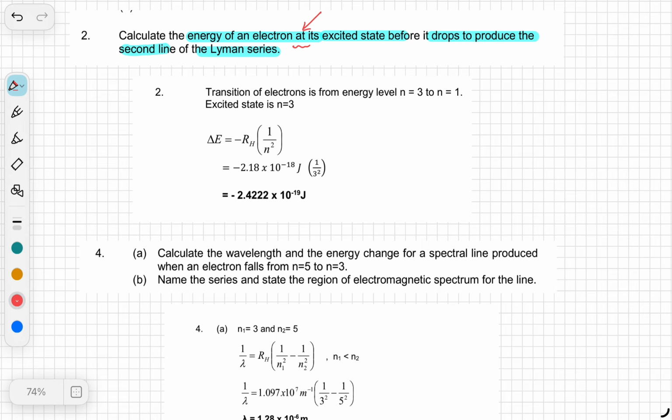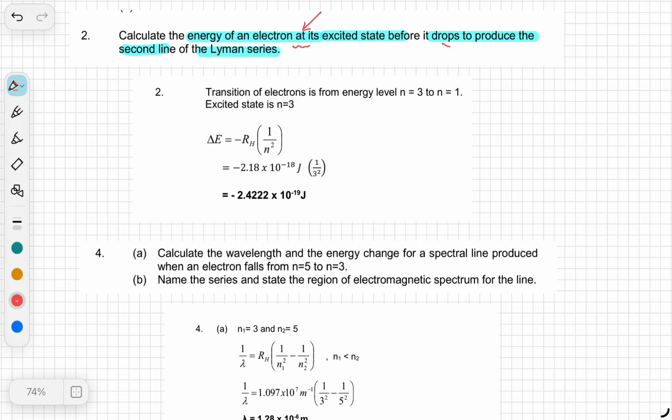We have to continue reading to the next information, whereby you have to find the excited state that produces the second line in Lyman series. So Lyman series N final would be 1. So the first transition would be right above it, whereby it drops from N2 to N1, and the second transition would be an electron falling down from N3 to N1.